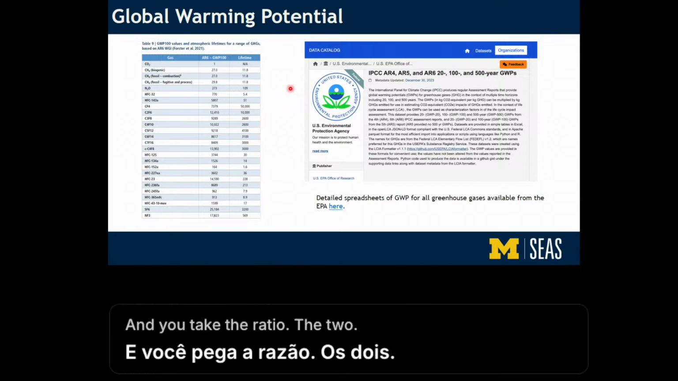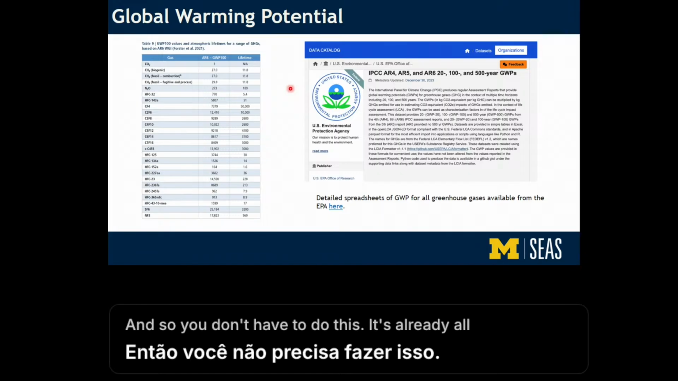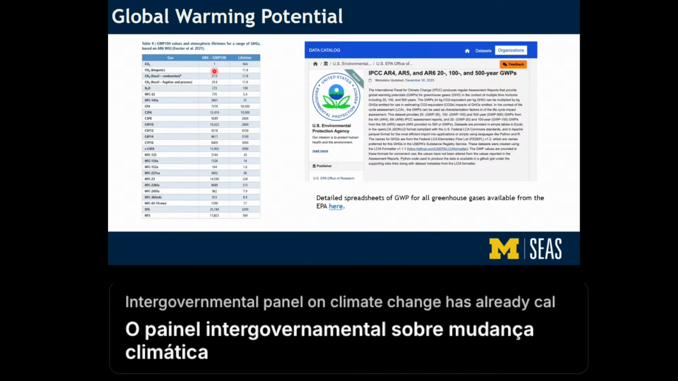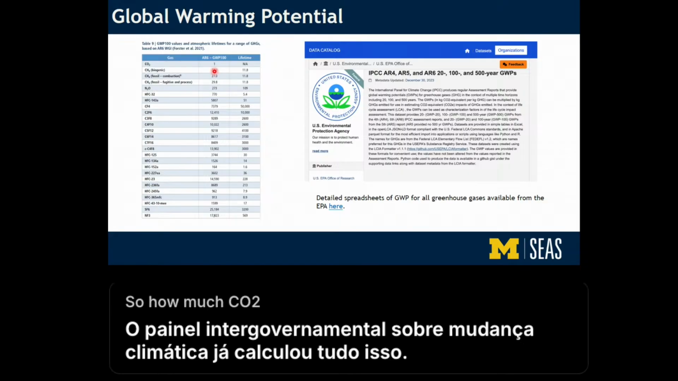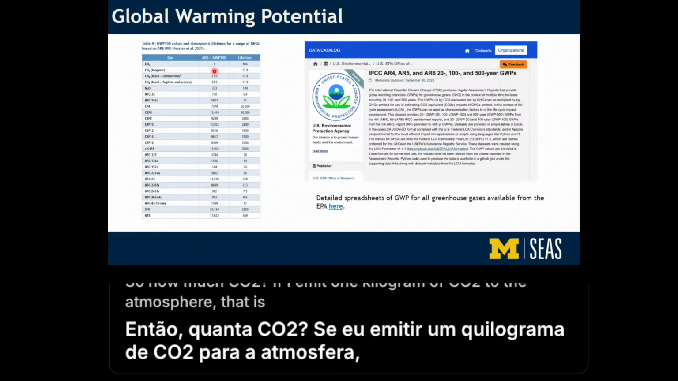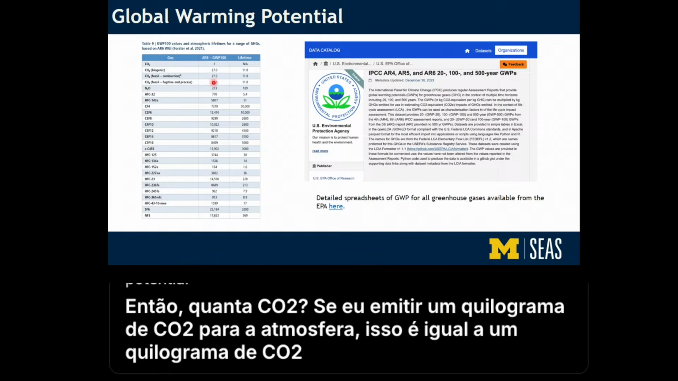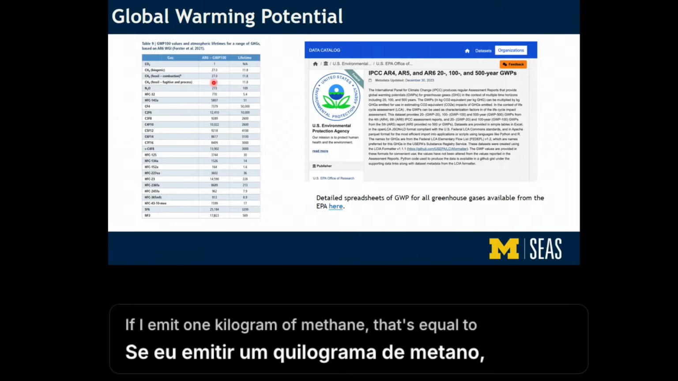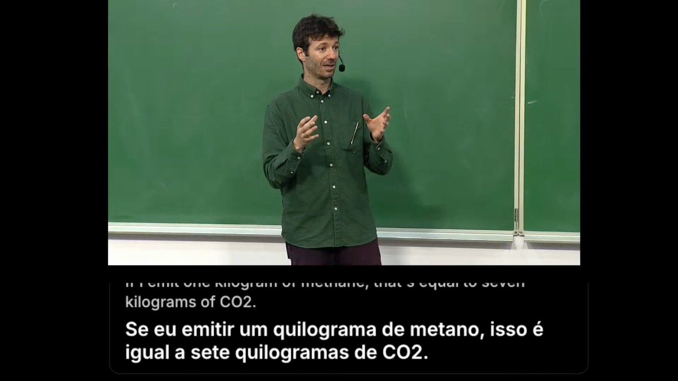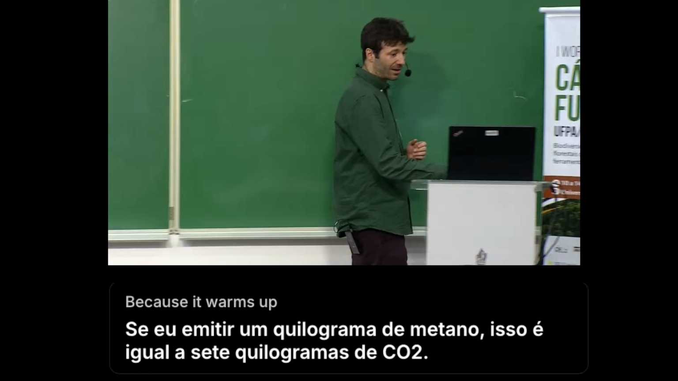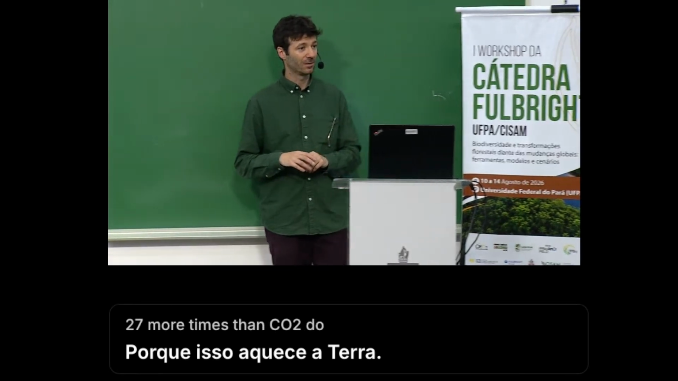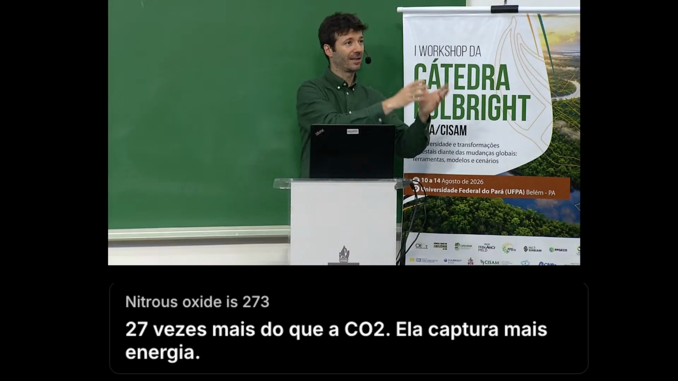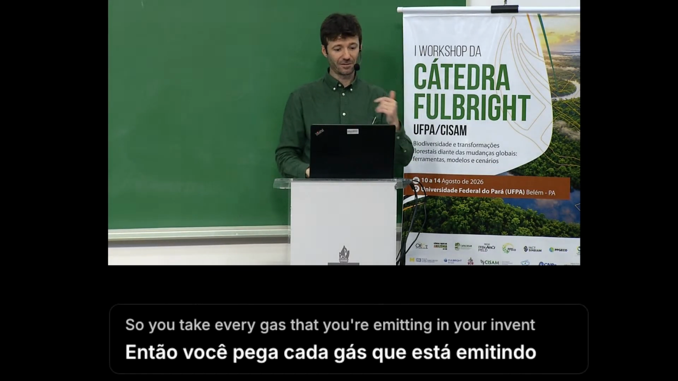And so you don't have to do this. It's already all out there. The Intergovernmental Panel on Climate Change has already calculated all of these. So if I emit 1 kilogram of CO2 to the atmosphere, that is equal to 1 kilogram of CO2 global warming potential. If I emit 1 kilogram of methane, that's equal to 27 kilograms of CO2, because it warms up the earth 27 times more than CO2 does. It captures more energy. Nitrous oxide is 273 times more potent than CO2. So you take every gas that you're emitting in your inventory and you multiply it by this conversion factor to get the equivalent amount of CO2, right?